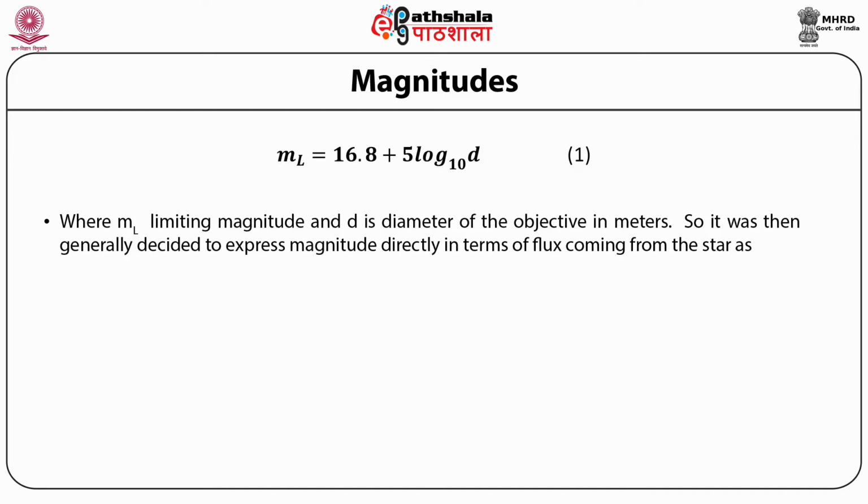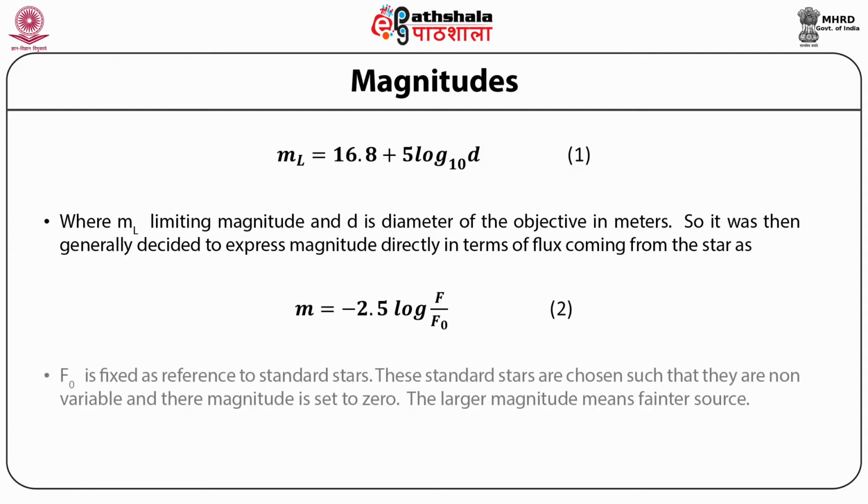So it was then generally decided to express the magnitude directly in terms of the flux coming from the star, defined by the equation m = -2.5 log(F/F0), where F0 is fixed as a reference to standard stars. These standard stars are chosen such that they are non-variable and their magnitude is set to be 0. The larger magnitude means the fainter sources.